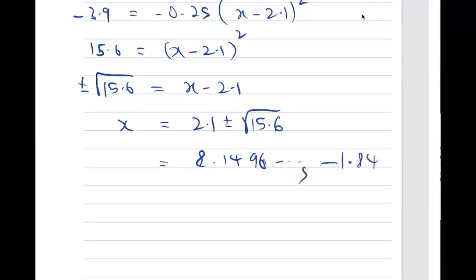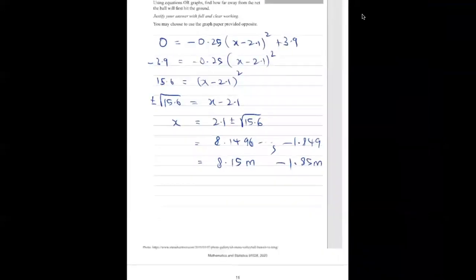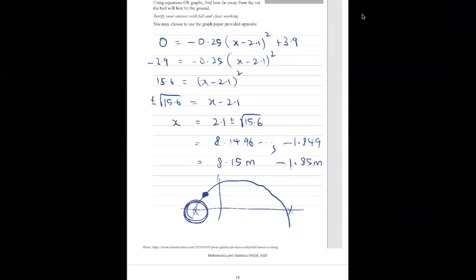So we've got two answers, 8.49, etc., and negative 1.85. So effectively it's 8.15 meters and negative 1.85 meters. Go back and look at the situation and see, if I drew the parabola of this, we've got an upside down shape. There's 8, there's negative, and there's your parabola. We need to think about it because the ball was going to hit there. So this answer is not sensible, which is that one there.